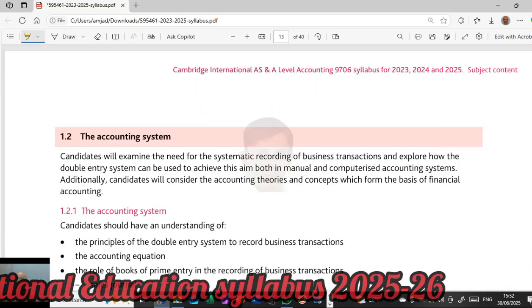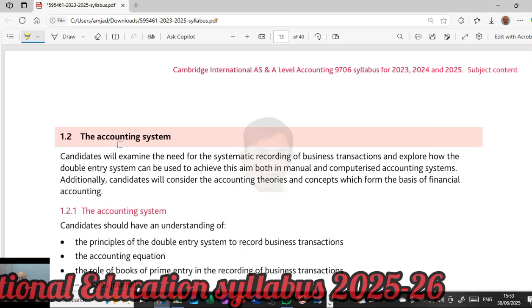Then the accounting system. So, dear students, we have discussed topic 1.1. Topic 1.1 is all about theory, like the various types of business organizations: individual, partnership and limited company. Now the second topic, 1.2, the accounting system.